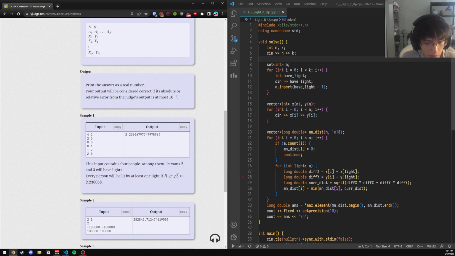But a really big hint was actually the square root here.